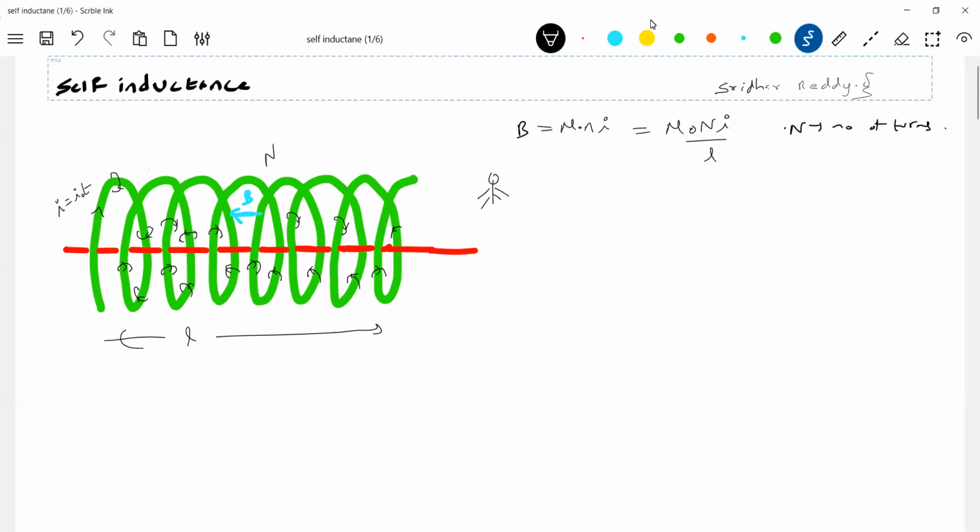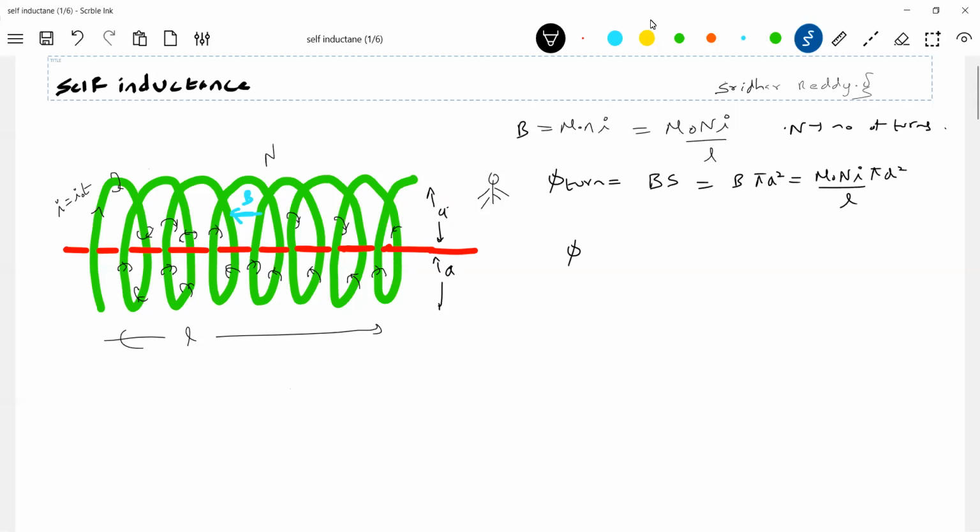Okay, let's come to the flux linking each turn. Flux linking each turn should be equal to B into S, and let the radius be A. So this should be B into pi A square. So this should be mu naught N i by l into pi A square. This is the flux linking each turn.